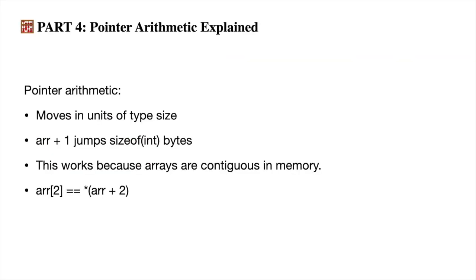Let's see pointer arithmetic. It moves in units of the type size. If a pointer is of integer type, it moves by 4 bytes. If a pointer is of character type, it moves by 1 byte. Take an array of integers. If I do ARR plus 1, it jumps by 4 bytes. If I do ARR plus 2, it jumps by 8 bytes. This works because arrays are contiguous in memory.